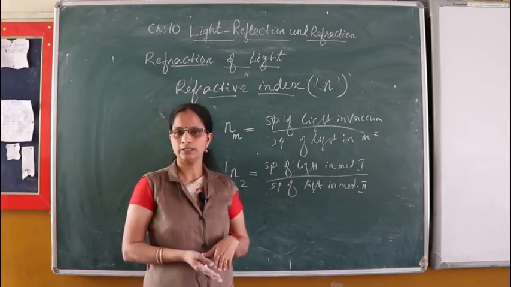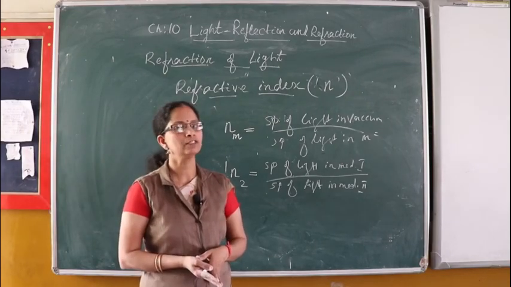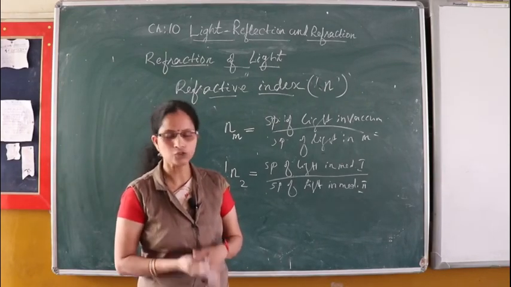and in the other case, diamond, which is the hardest substance, the speed of light is very slow.